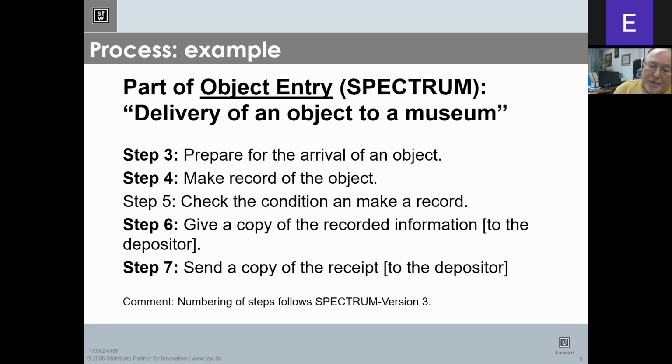Yes, so we have to make a record of this information, send it to the depositor. Okay, and I commented here, we are following Spectrum 3, but this is quite close to the actual version.